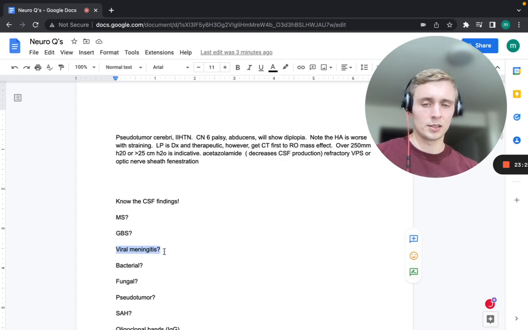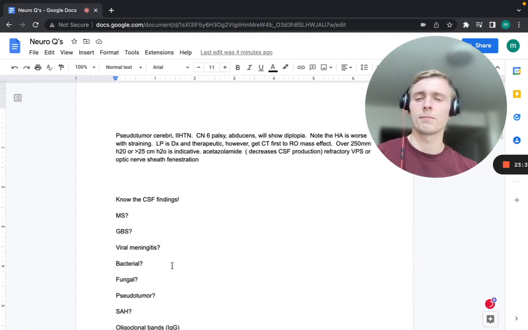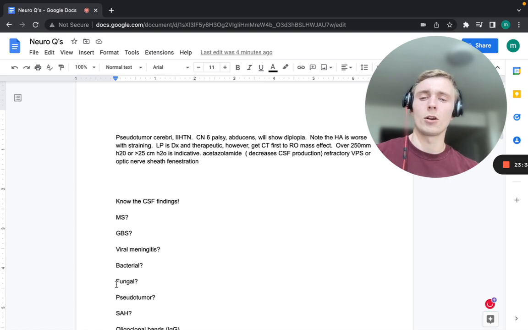Viral meningitis. What would you find in viral meningitis? What would you find in bacterial meningitis? A few things. What would you find in fungal meningitis? How about pseudotumor cerebri, like we just said? So what would you find in that? And what would you find in subarachnoid hemorrhage during an LP?